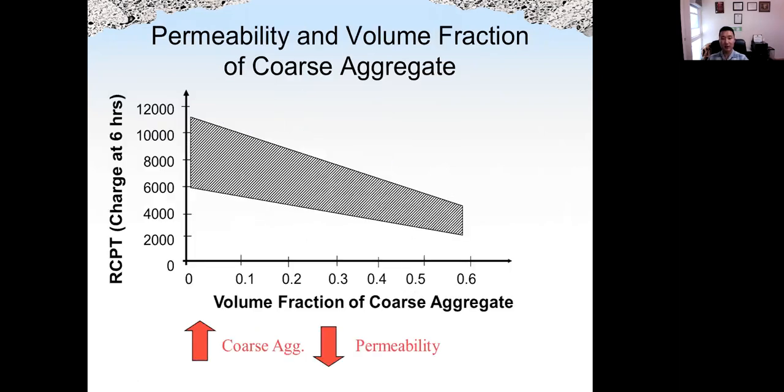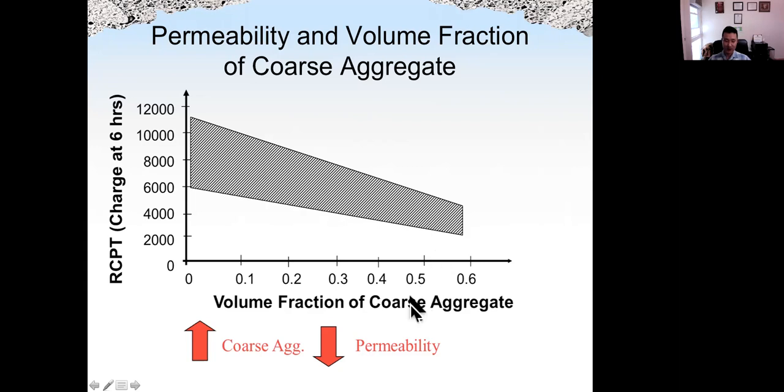So this is an example study using the RCPT test. Here it shows the volume fraction of coarse aggregate. We change the volume fraction of coarse aggregate, and we measure the total charge after 6 hours. Okay. In this study, we see that if we increase the volume of coarse aggregate, the permeability will be lower.